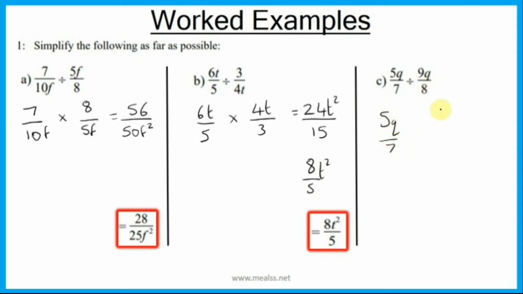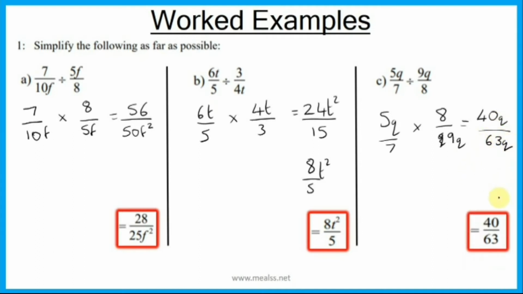Okay, and the last example, 5q/7. I'm going to flip that to 8/9q. Change the sign. 5 times 8 is 40q over 7 times 9, which is 63q. So if we simplify 40q/63q, we should get a final answer of 40/63. All that happens is the q's cancel off because the common factor between 40 and 63 is 1.